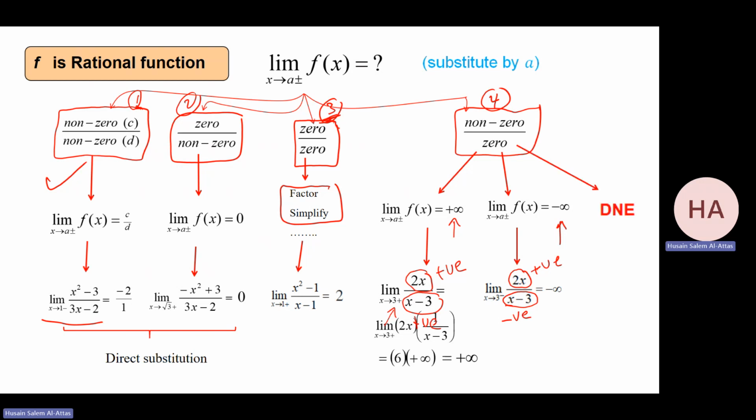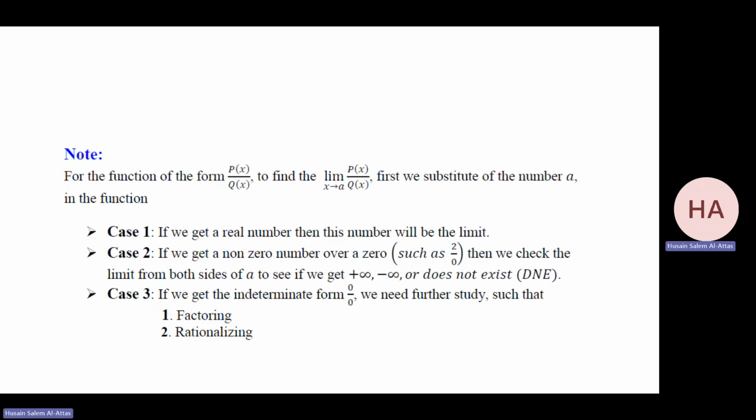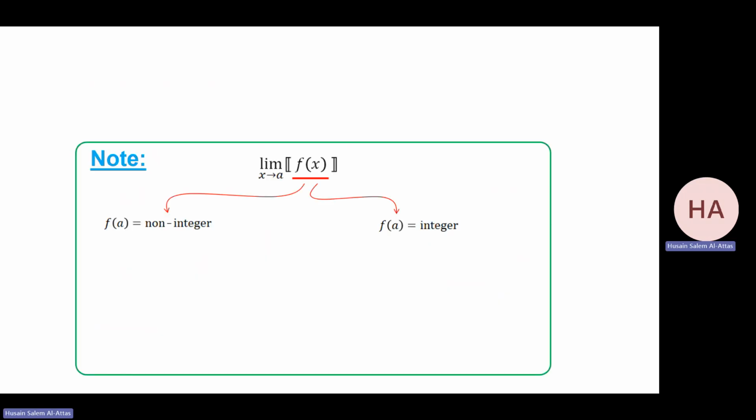Now, non-zero over 0: in these 2 cases we are talking about the limit as x goes to a from right or left. But if we deal with the limit as x goes to 3, since one of them goes to infinity and the other goes to minus infinity, the limit as x goes to 3 does not exist. This is just in words, the same thing, the three cases.